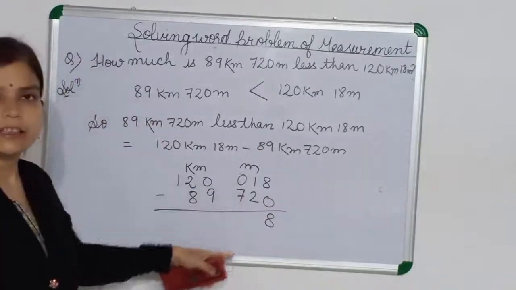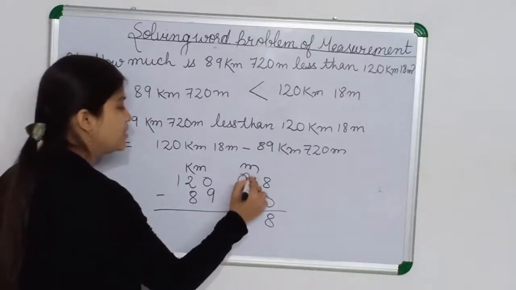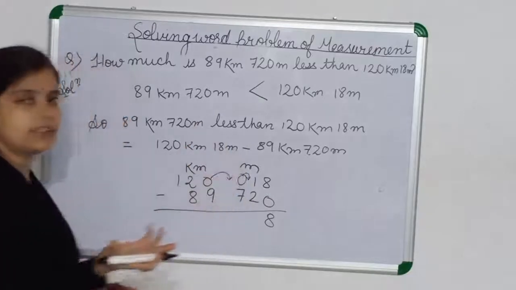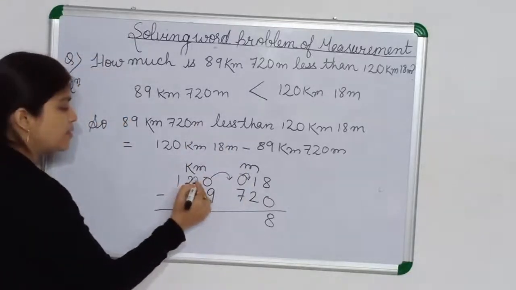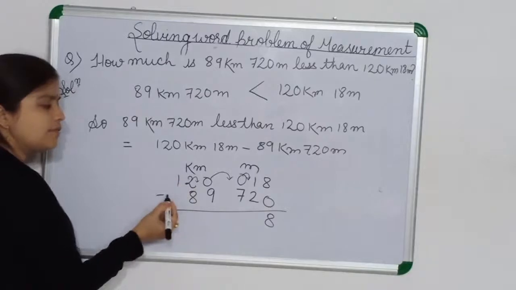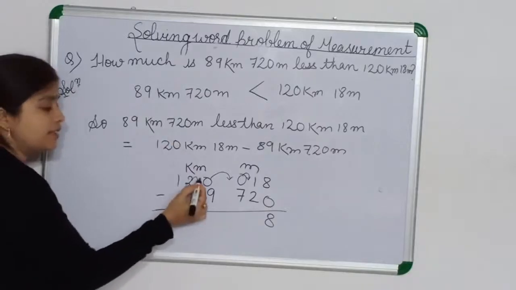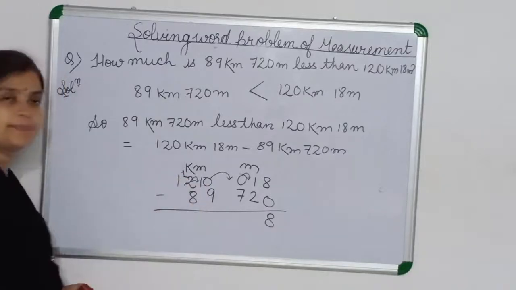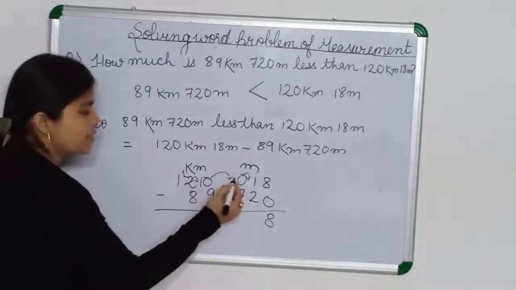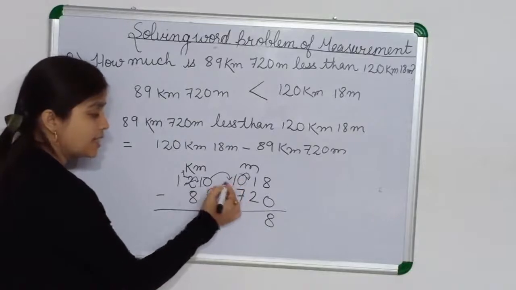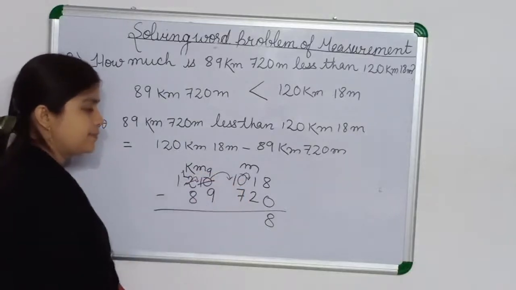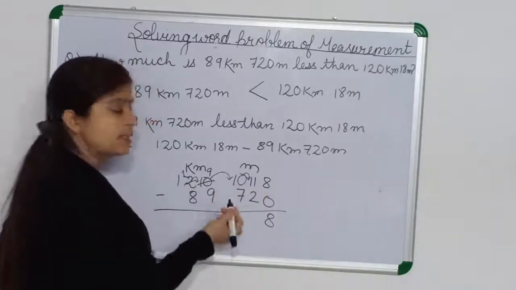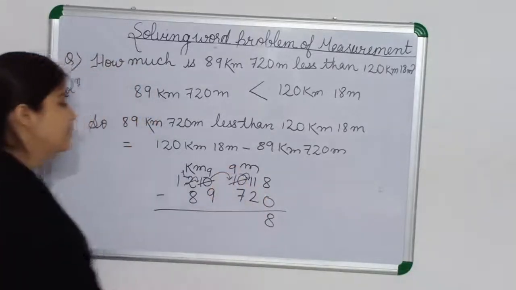1 is smaller than 2, so 1 will borrow from here, but this is not having anything. So it will ask from here, it is also not having anything. So it will ask from here. Okay? Then 2 will give 1 to the next 0 and this will become 10, and this 2 will become 1. Now this 10 will give 1 to this and it will become 9. Now this 10 again will give 1 here and this will become 11 and this will become 9. Okay?